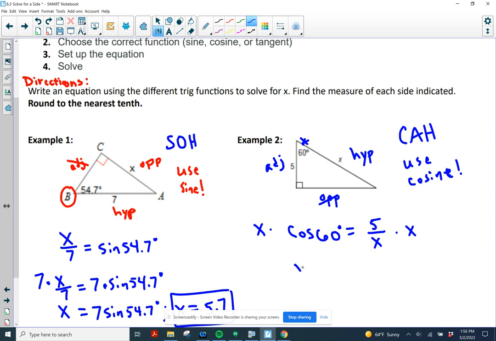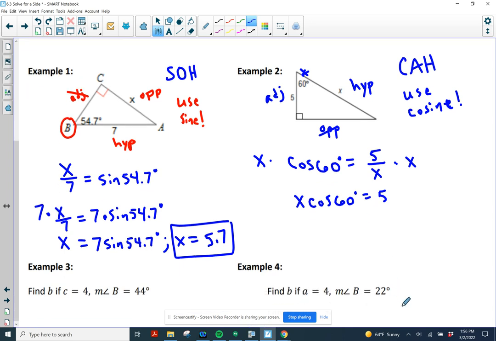Okay, so I'm going to have x times the cosine of 60 degrees equals 5, because the dividing by x that's here and the multiplying by x that's here will undo each other. They're inverse operations. And then we're going to look at that one more time. X is not by itself, but I can get the x by itself if I divide, because that's x times the cosine of 60 degrees. To undo multiplication, we divide. So if I just divide both sides, I'll have it.